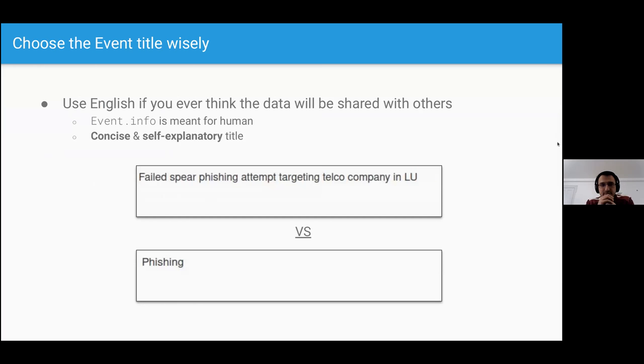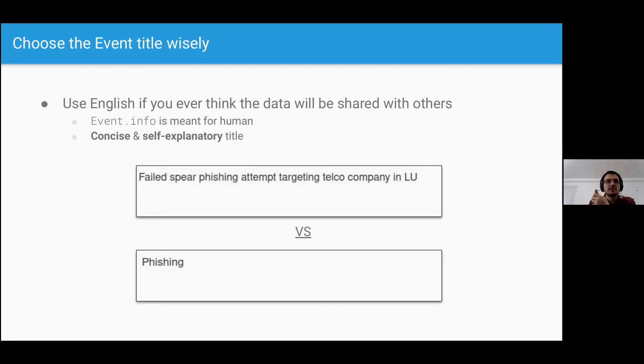All right, so first, when you create information, you know that you always have to create an event first, because you cannot have floating attributes or floating objects. They are always contained inside one event. And something that you should really strive to do is to describe that envelope in a concise and self-explanatory manner. Because this envelope is meant for humans, and so when they browse a MISP instance, that's what they will see immediately. So this is a good and bad example. For example, we have an event that was called failed spear phishing attempt targeting telco company in Luxembourg. Maybe it's a bit too much information, but at least when you read that, you immediately see what's going on.